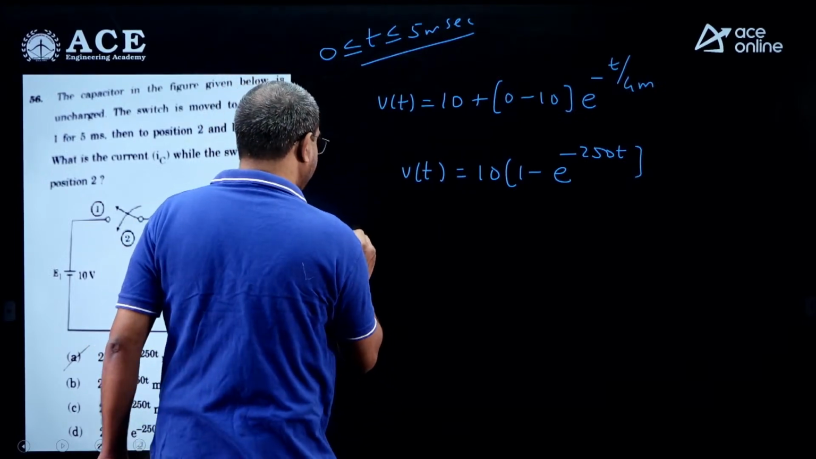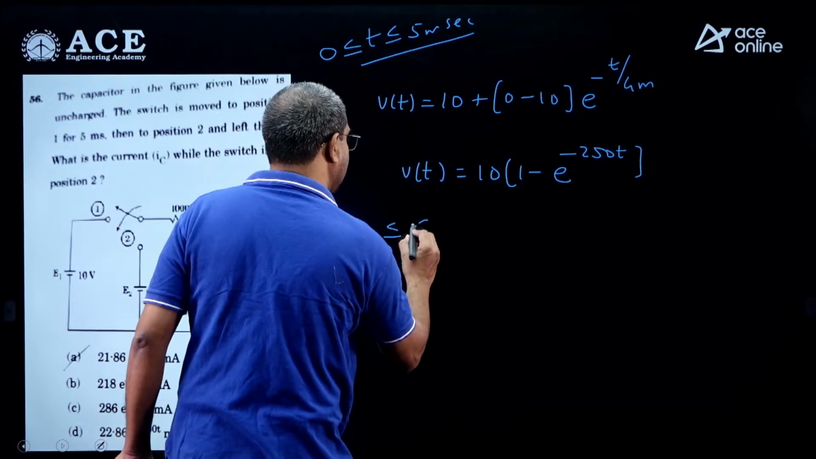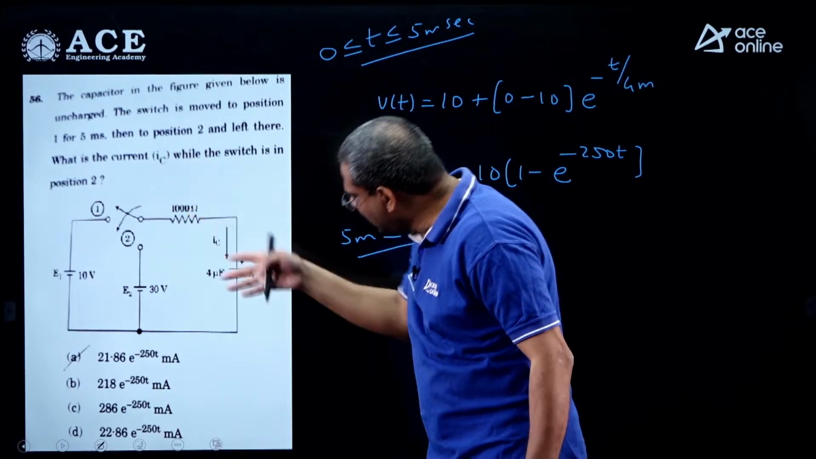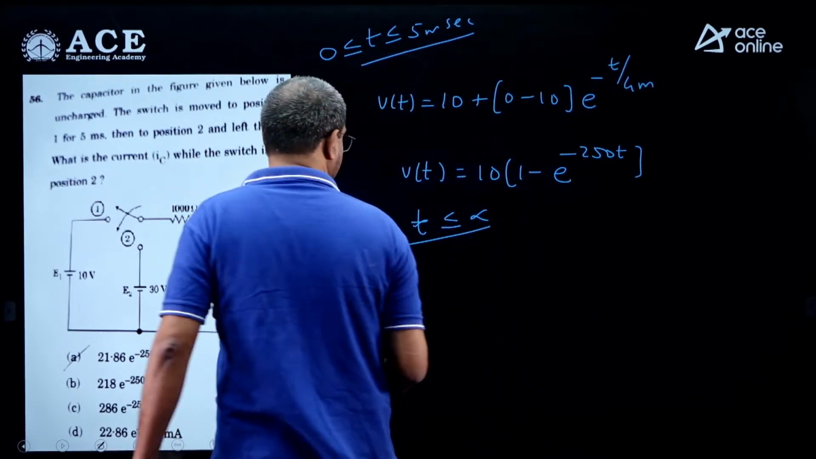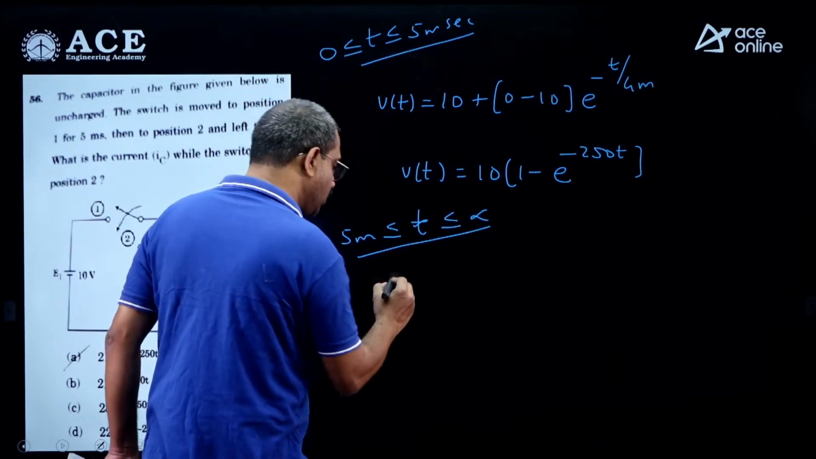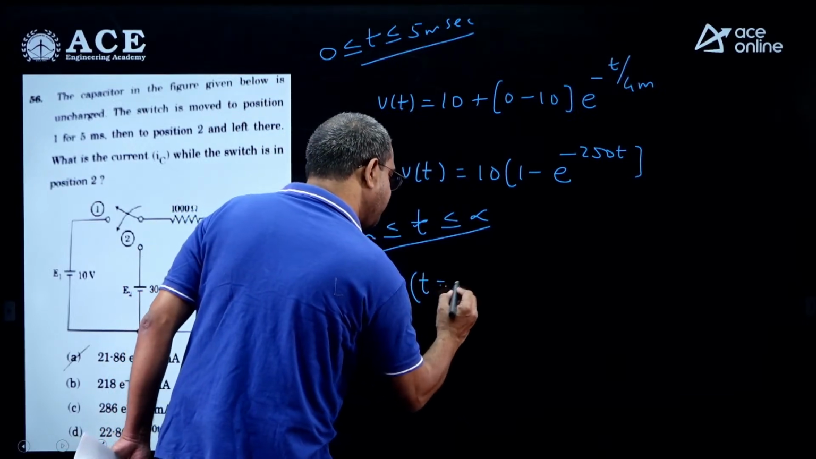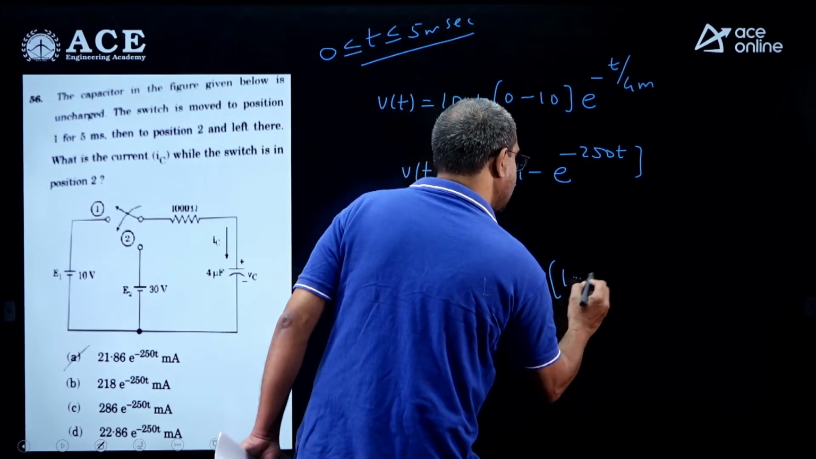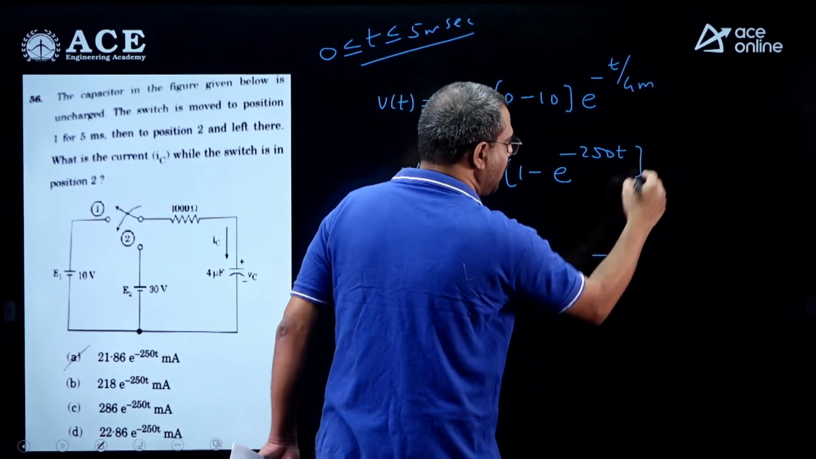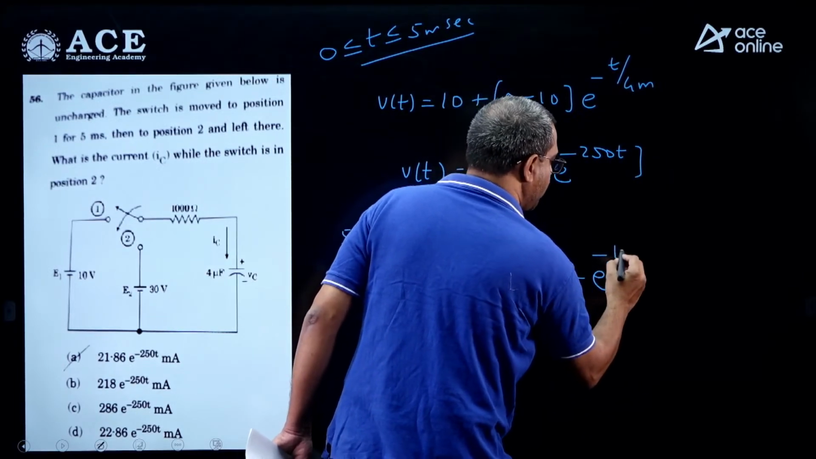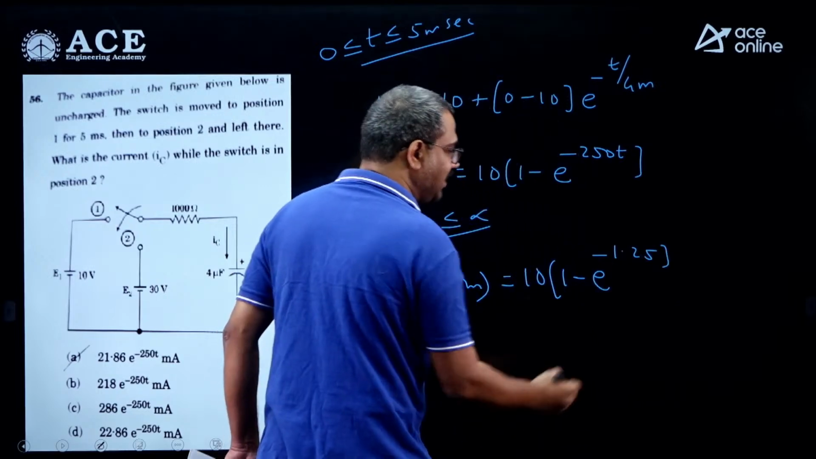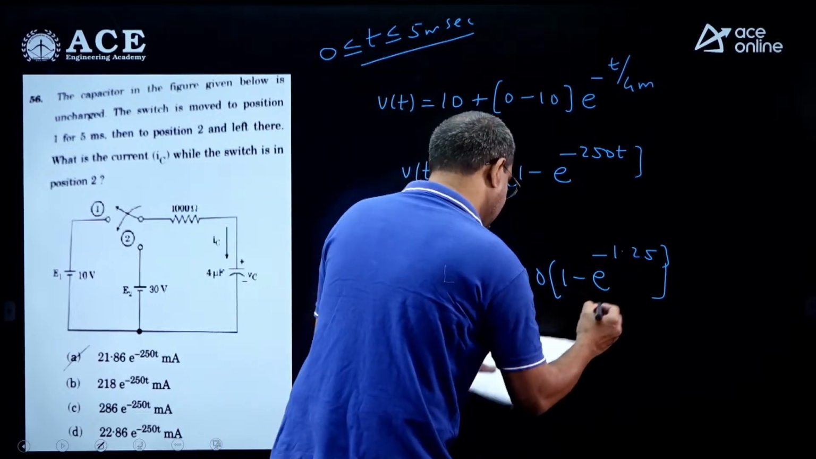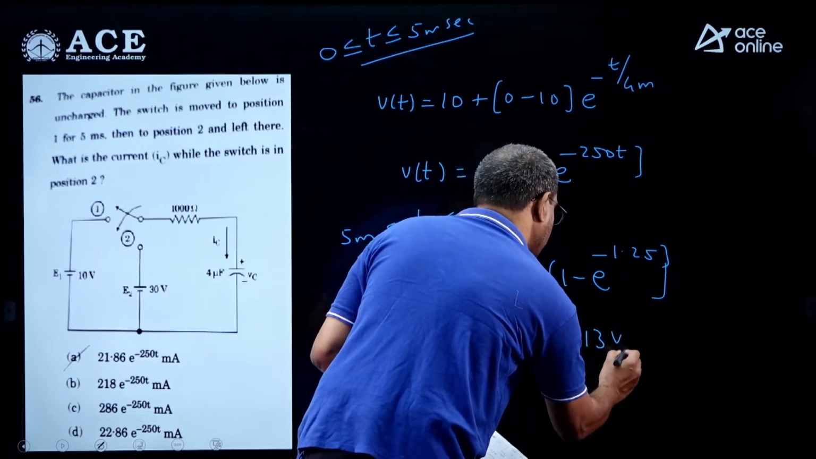But now from 5 milli to infinity, because it is further coming to position 2 and staying there forever, again the same expression, but here what is V of 0? V of 0 means V of t at 5 milli. If you substitute, that is 10 into 1 minus e power minus 250 into 5 milli, that is 1.25. Calculating is a challenge in this answer, but you will get something like 7.13 volt.